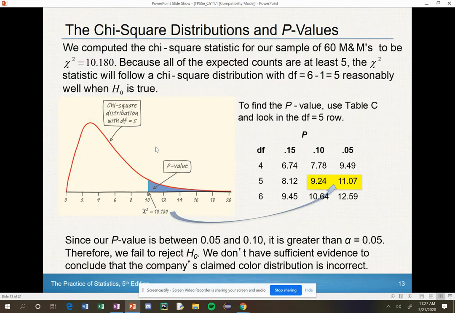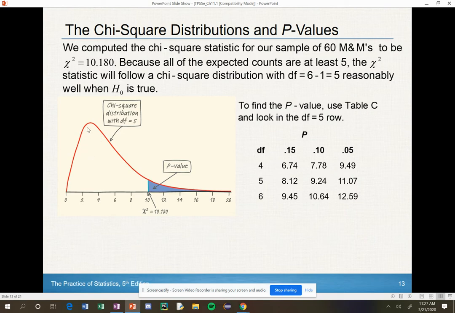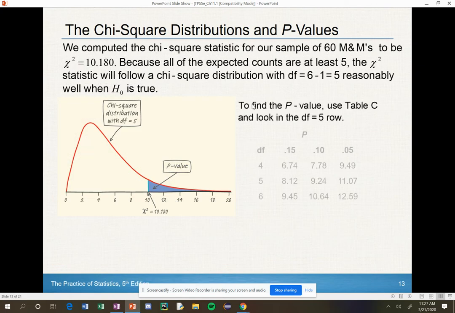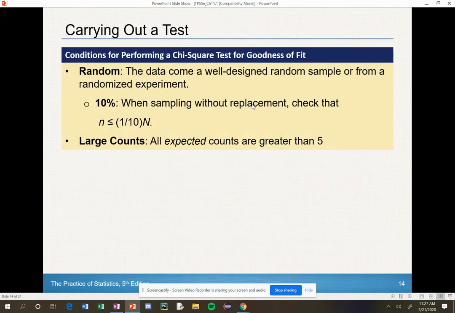One thing I didn't make mention of is that this color distribution is not valid for just any situation. We do have conditions, and I went a little too fast in here. It says when the expected counts are all at least 5, then that sampling distribution is going to be close to that chi-square distribution that we're talking about. Keep in mind, all expected counts, not most of them, all of them, have to be at least 5. That is our segue to our 3 conditions, and here they are.